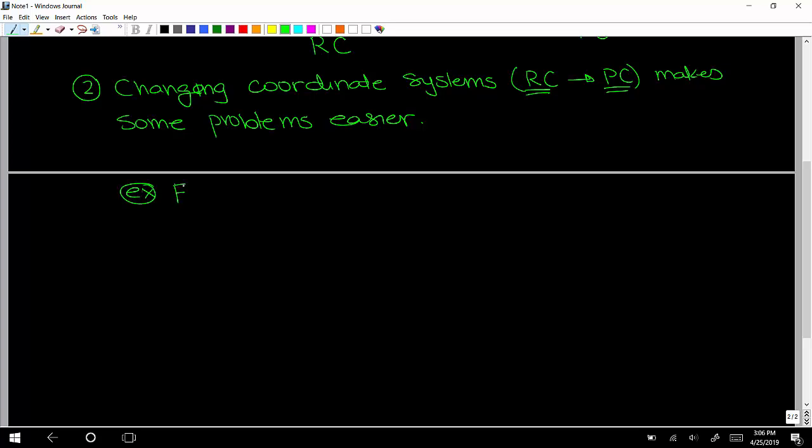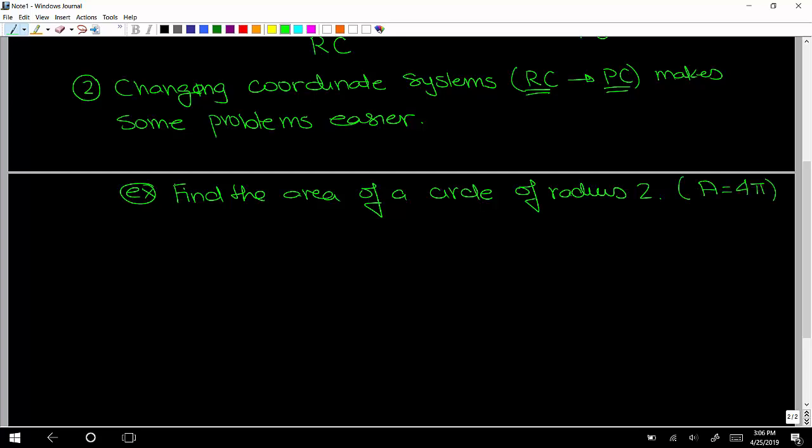Let's say I want to find the area of a circle of radius 2. This is a very trivial problem, but let's see how we would do this in calculus. Okay, we know the answer is going to be, area is going to be 4 pi. Now if I wanted to do this problem in calculus using rectangular coordinates, I would start with something like this.